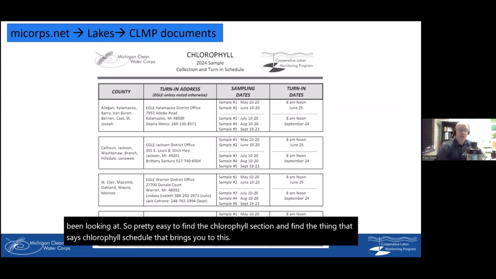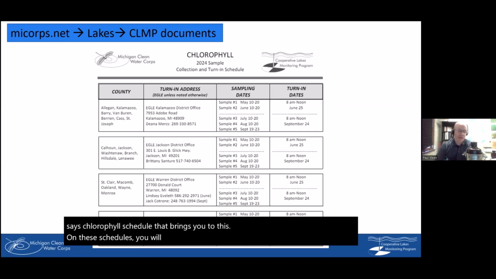On these schedules, you will find your county listed. And then next to that, there'll be the drop-off location where you eventually will bring your frozen samples. Then the next column over has the sampling dates. So the goal is for you to get all 5 of these samples.